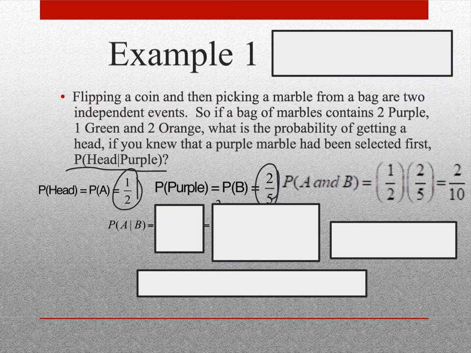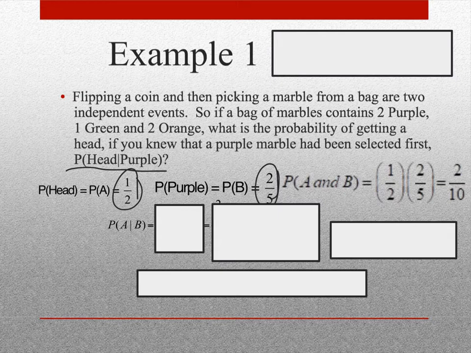The probability of A and B would just be the product of those 2 probabilities. So 2/10, or what does that simplify to, Mr. Rodachenko? Looks like 1/5. There we go. All right, so 1/5.